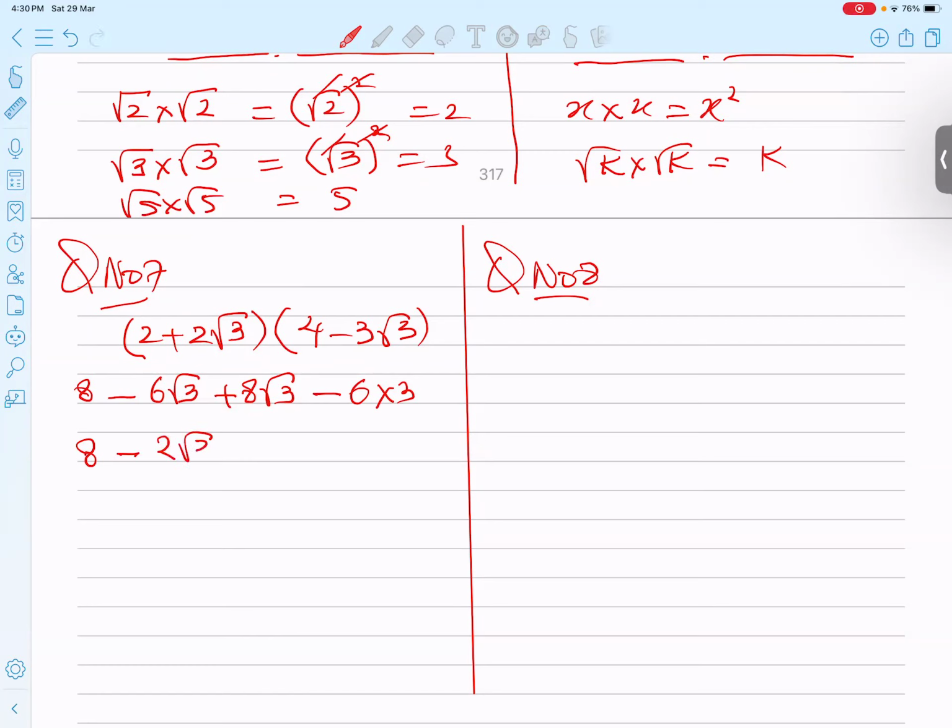So 2 root 3 comes from here. And 3 6s are 18, I believe, understanding. And this 8 and this negative, the opposite signs, subtract. I got negative 10, and this will stay as it is. And I got my answer in surd form.